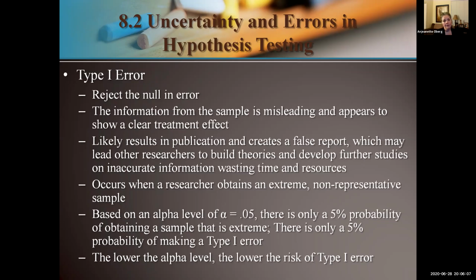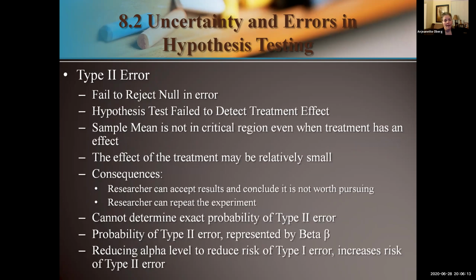And our alpha level is the probability of finding our number, but also the probability of being wrong about our decision. A type 2 error is when we fail to reject the null in error. We don't find enough evidence when in fact the person really did it, okay? And that means our sample mean wasn't in the critical region, but maybe we just didn't have enough information.